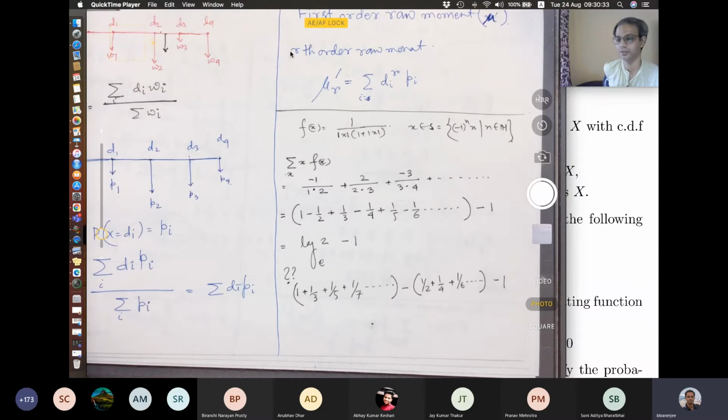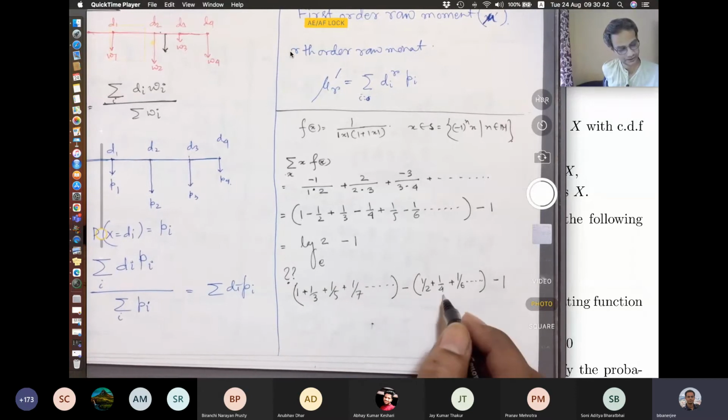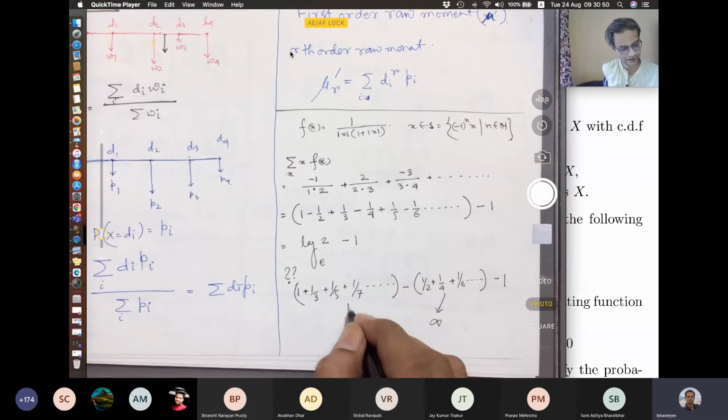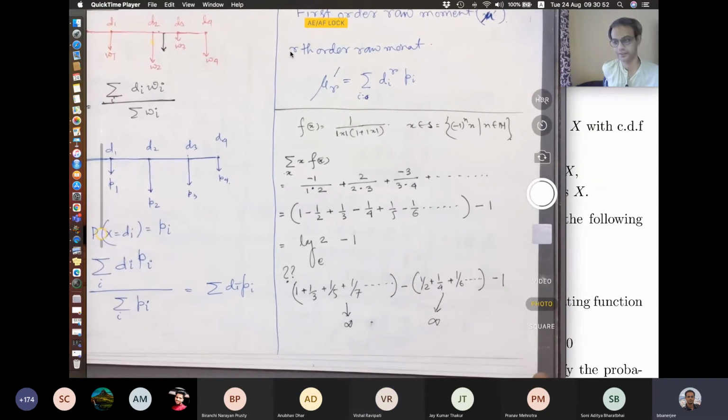Can you tell me what will be the conclusion from this expression? Where this series will go, can you tell me? Divergence. It will go to infinity. It will also go to... So no conclusion.